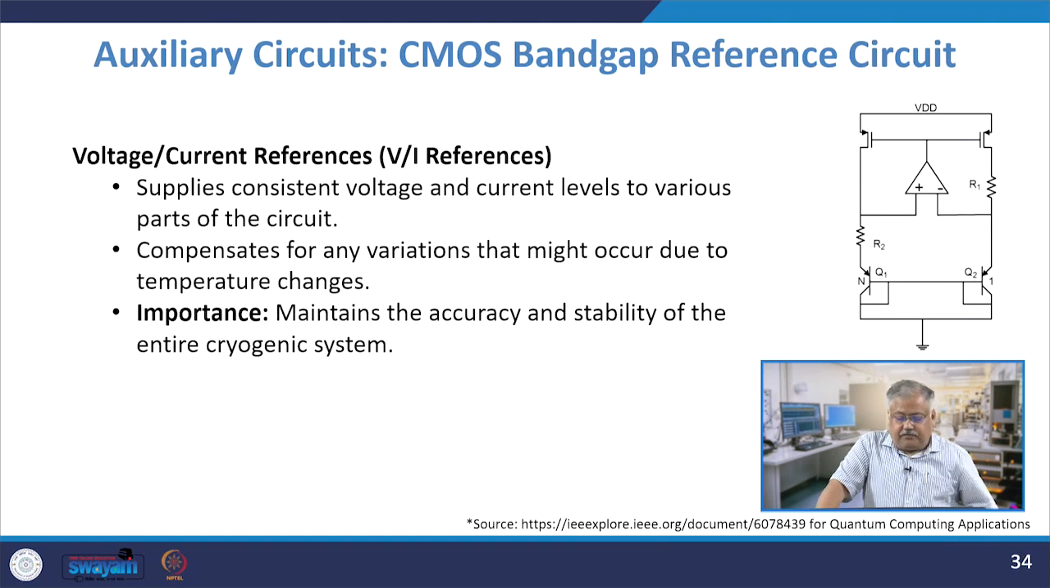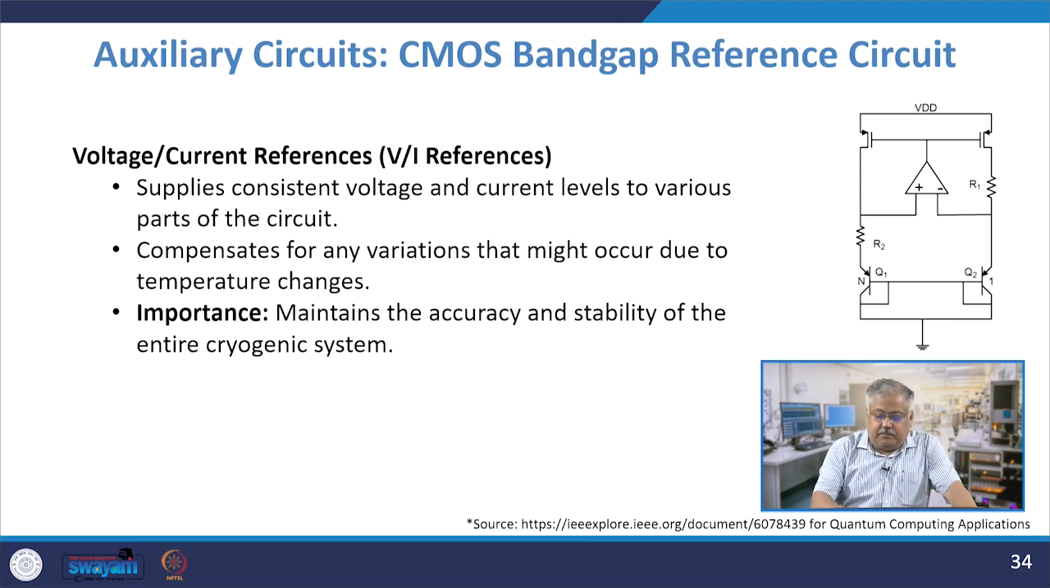This is a band gap reference. This is basically a voltage or a current band gap reference, which we also refer to as V/I, and these supply consistent voltage and current levels to various parts of the circuitry, and they maintain accuracy and stability of the entire cryogenic system. It is a very important block in the CMOS auxiliary unit.